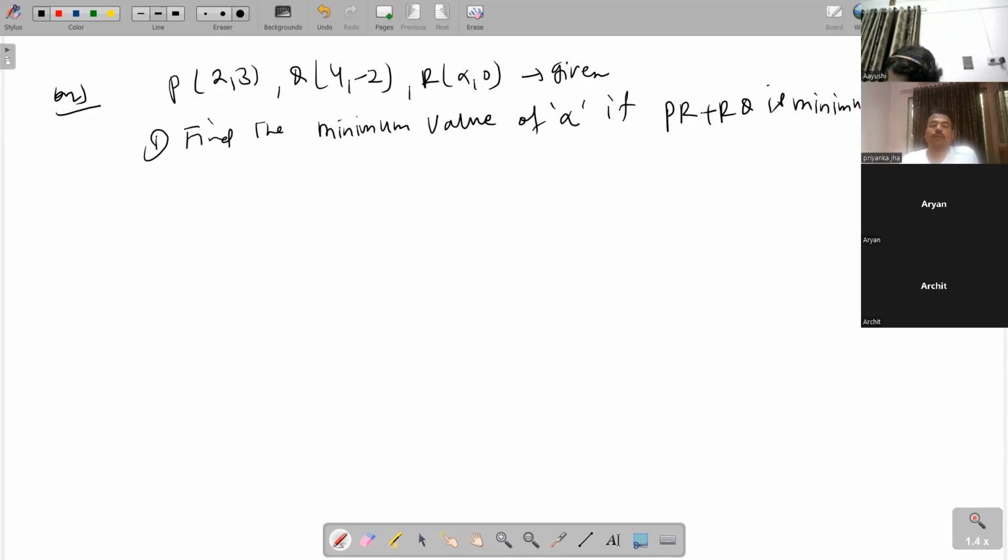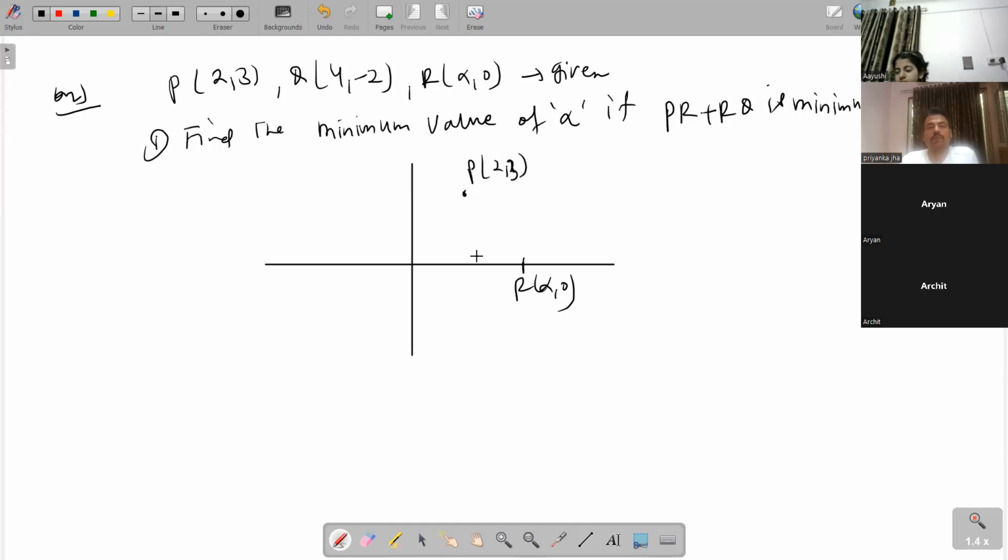Let's draw this. Point R is (alpha, 0), somewhere on the x-axis. It may be on the right side or the left side of the origin, because alpha can be positive or negative. P is (2, 3), so somewhere here, suppose P. And Q is (4, -2), so x is positive, y is negative, fourth quadrant, somewhere here.